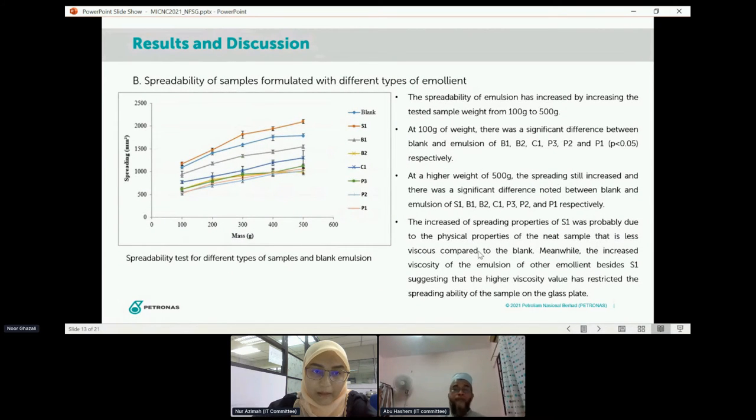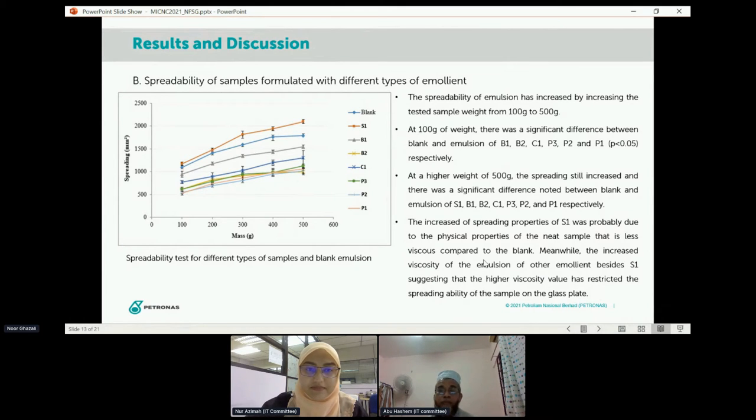The next is the spreadability of samples formulated with different types of emollient. As we can see from this graph, the spreadability has increased with the increasing tested sample weight from 100 gram to 500 gram, meaning that when we introduce a higher weight on the tested sample, the spreading properties also increase. At 100 gram of weight, there was a significant difference between blank and emulsion of B1, B2, C1, P3, and P2 respectively. And at the higher weight of 500, the spreading still increased, and there was a significant difference noted between blank and the samples of S1, B1, and all samples respectively.